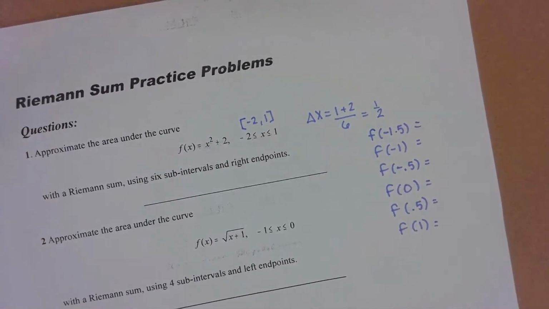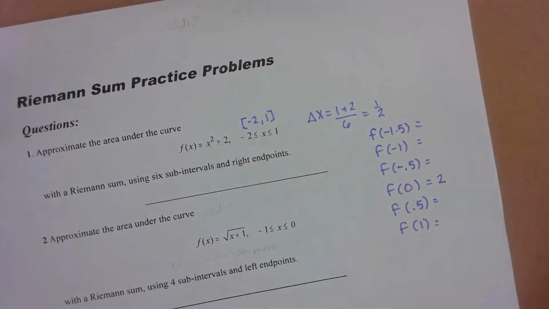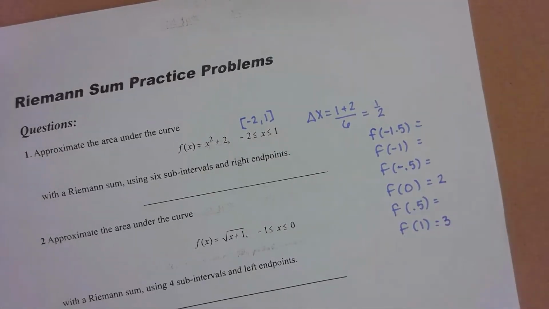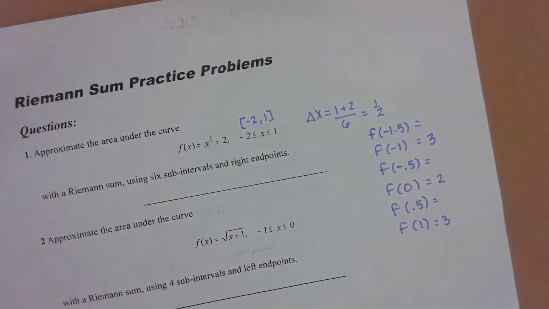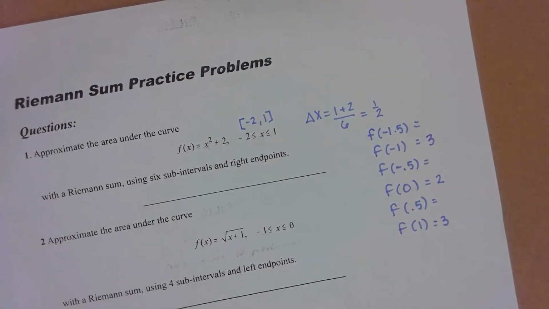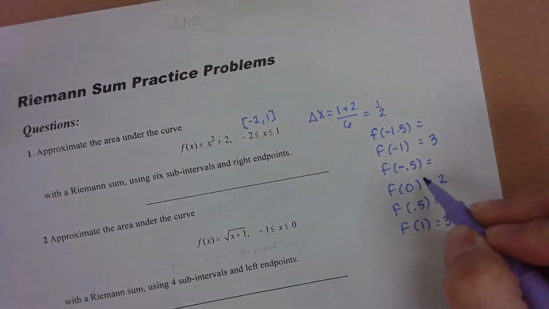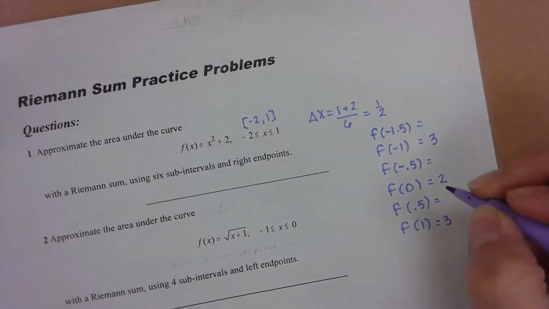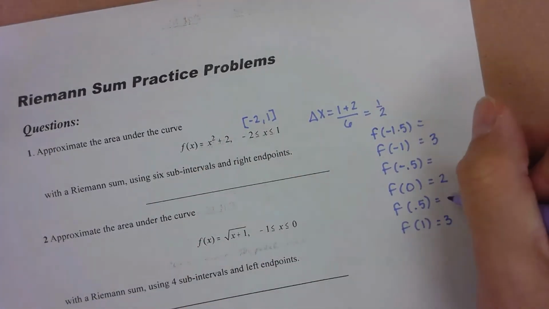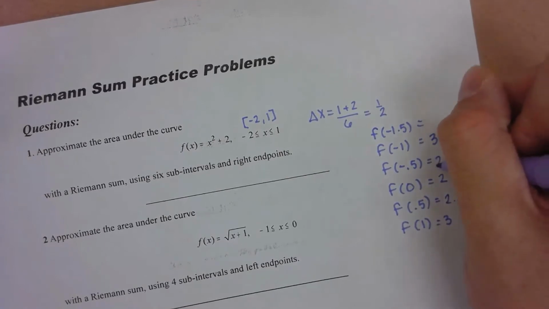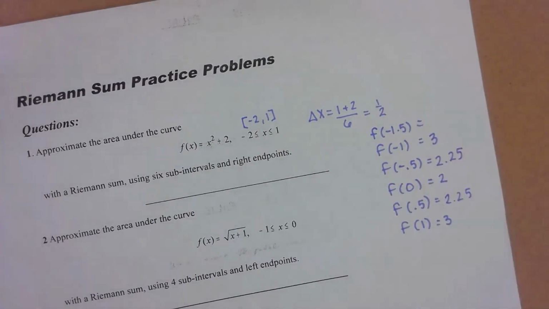Well, 3 halves squared is 9/4. All right, f of 1, 1 squared is 1, 1 plus 2 is 3. F of 0 is 2. And then -1 is going to be the same as 1, so it's going to be 3. And 0.5 and -0.5 are going to be the same, so it's 2 and 1/4 for those. You only have to find 0.5 and 1.5. So 0.5 squared is 1/4, plus 2 is 2 and 1/4. And 3 halves squared is 2.25, 9/4 plus 2, 17/4.